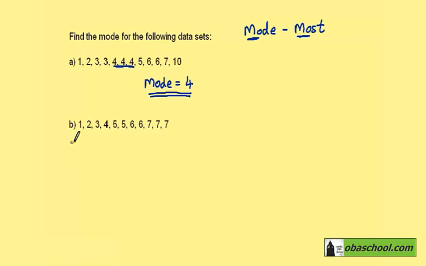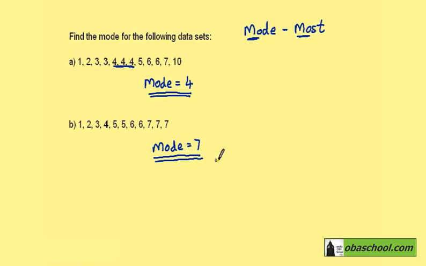Looking at this data set, we have a 1, 2, 3, 4, then 2 5s, 2 6s, and 3 7s. So the mode is equal to 7 because there were more 7s.